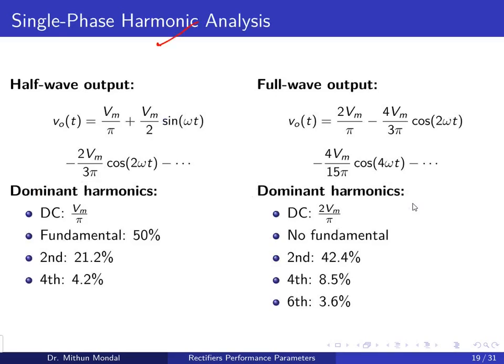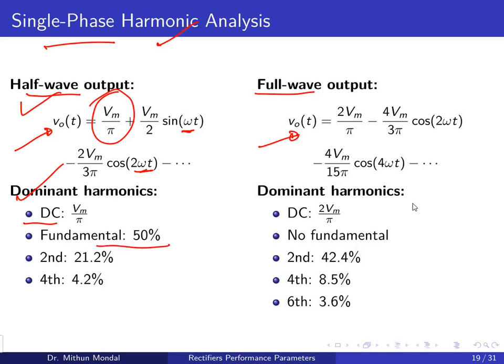When we do the harmonic analysis for single phase configuration in the form of half wave or full wave, we can break up the voltage into the fundamental frequency and the different harmonic frequencies. So here you have omega t, 2 omega t, and so on. This is for half wave and full wave. If we do the half wave, the dominant harmonics have a DC component, which is Vm by pi, and the fundamental is about 50%. Second harmonics, fourth harmonics will keep on reducing.